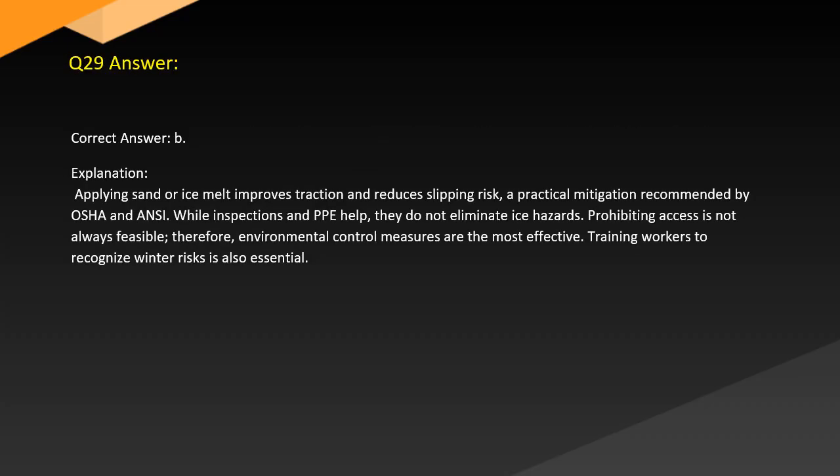Answer. Correct answer B. Explanation. Applying sand or ice melt improves traction and reduces slipping risk, a practical mitigation recommended by OSHA and ANSI. While inspections and PPE help, they do not eliminate ice hazards. Prohibiting access is not always feasible, therefore environmental control measures are the most effective. Training workers to recognize winter risks is also essential.